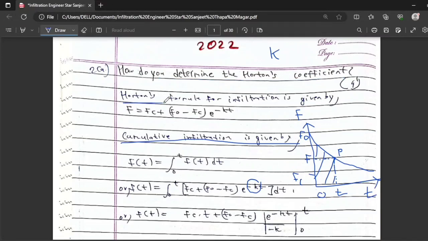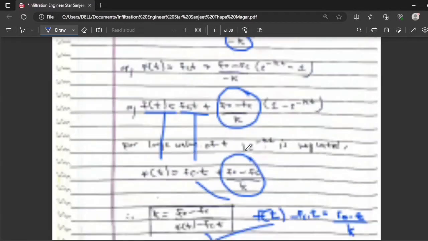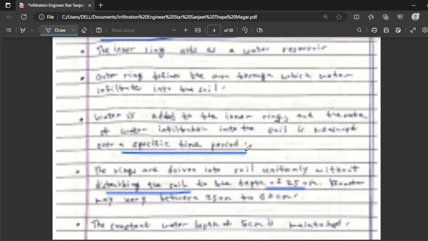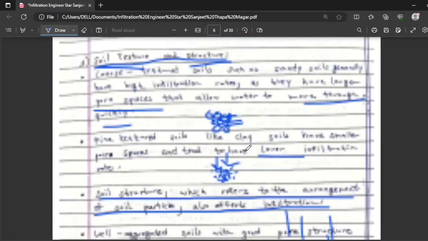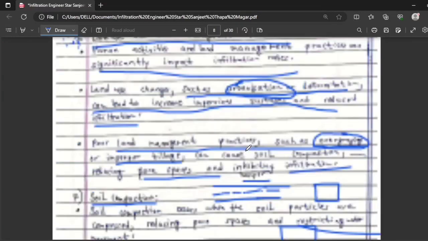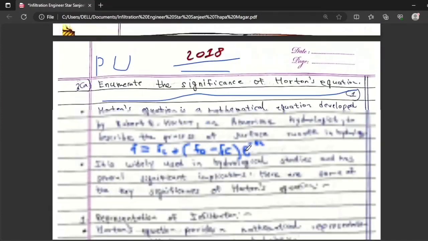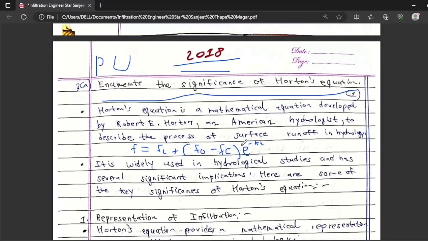This is Horton's formula or Horton's equation, f equals fc plus (f0 minus fc) e power minus kt, and this is the graph of Horton's equation. So we have to explain the significance of Horton's equation.